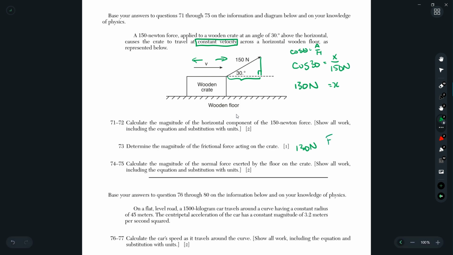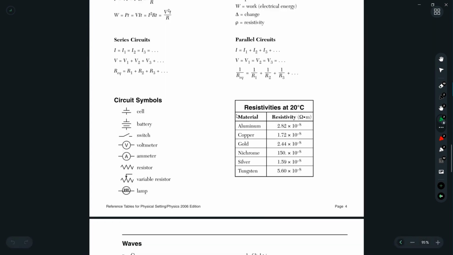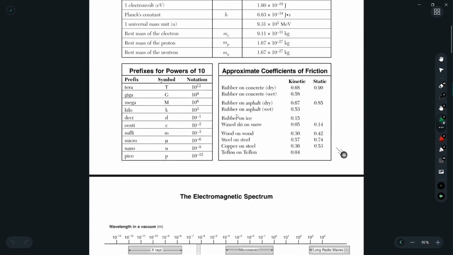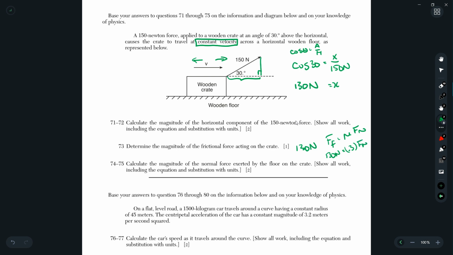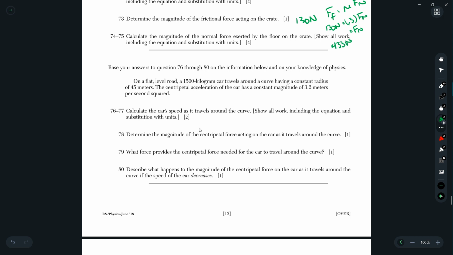Alright, well, force of friction equals mu times the normal force. So I have that 130 newtons equals wood on wood. So I need the kinetic coefficient for wood on wood, which is 0.3. 130 equals 0.3 times the normal force, which means that my normal force equals 130 divided by 0.3, it's 433 newtons. You can call it 433.3, just be reasonable with your rounding, you know.